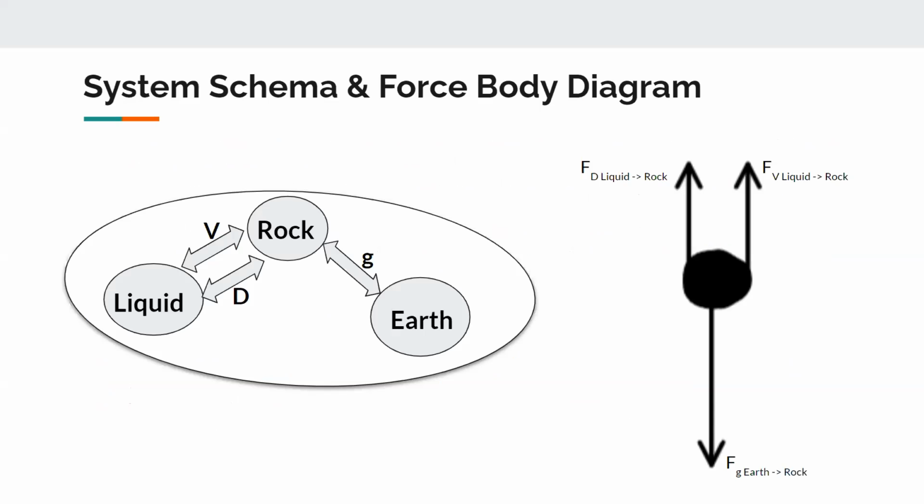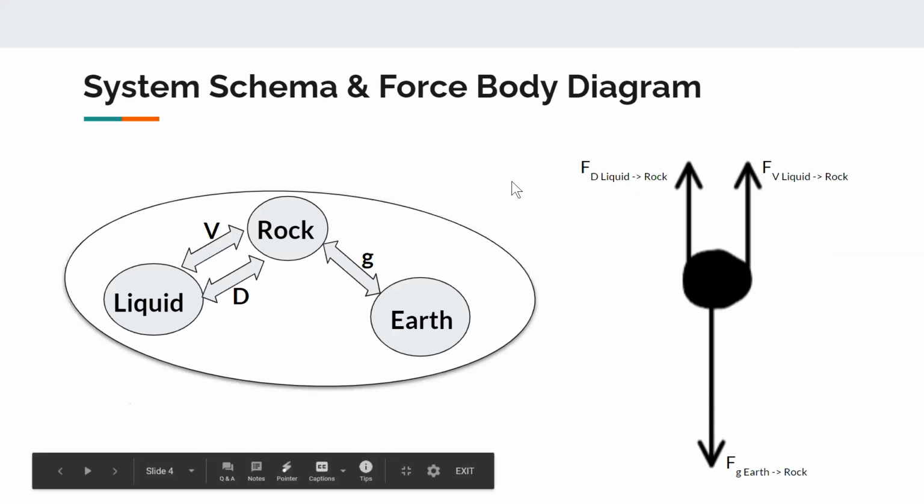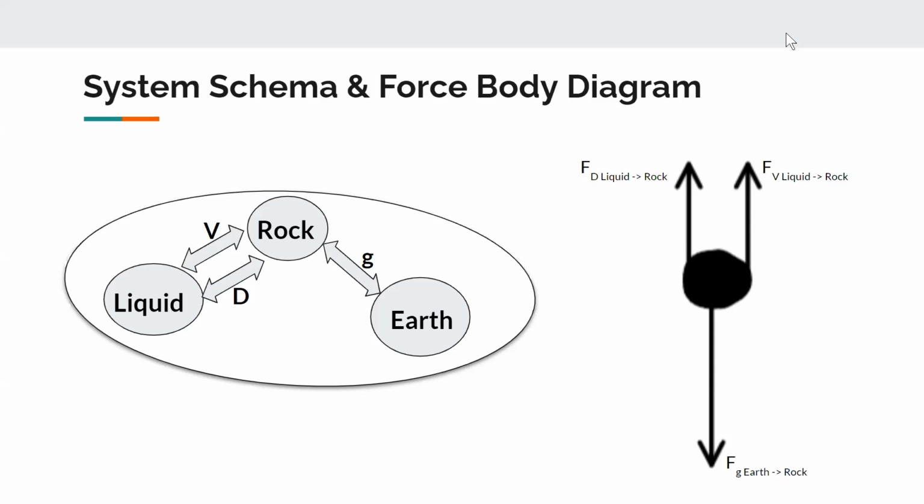In the system schema we created, we have the liquid having both a viscous and drag force on the rock, and the earth having a gravitational force on the rock as well. We included all of the objects in the system as they all have an effect on the process of the drop directly. In the force body diagram, we see the gravitational force acting in the downward direction and the drag and viscous force having an upward force on the rock as it drops through the liquid.